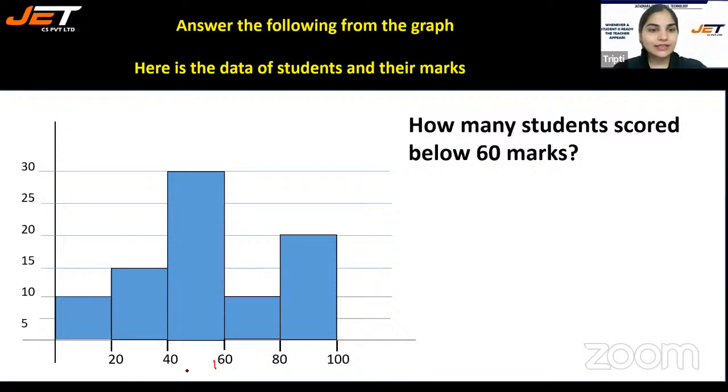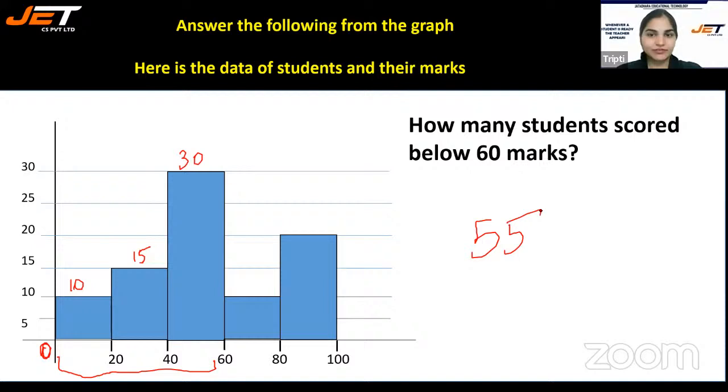Below 60 is the ones between 0 to 20. So if nothing is written here, it means 0. This is 0 to 20, 20 to 40, 40 to 60. So below 60 means that only, right? 0 to 20 is 10, 20 to 40 is 15, and 40 to 60 is 30. So 10 plus 15 plus 30, 55.